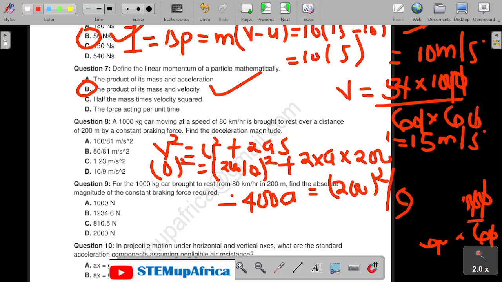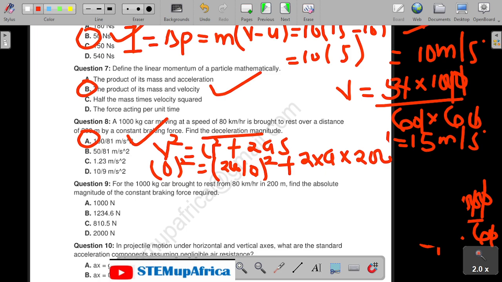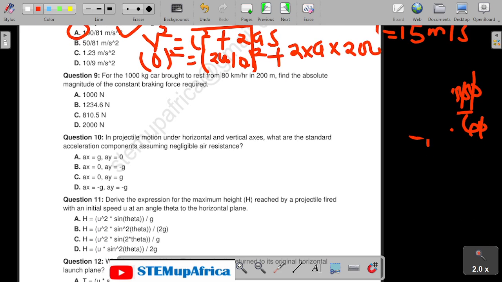So if you divide carefully, you're going to have minus 100 over 81, which is the deceleration. Deceleration is negative acceleration. So I have minus 100 over 81. That is the value of the deceleration or the retardation, depending on how the question is asked.